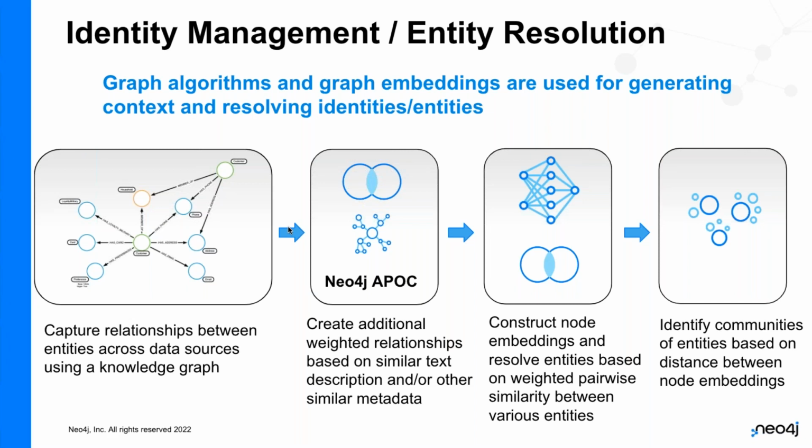Similarly, in identity management, again, capture relationships between entities across data sources. What is identity management? Because of the increased number of digital touch points, right? Now every business wants to reduce friction. So earlier, if you wanted to buy something from a company or a business, you had to go to their physical store, and physical store locations are not everywhere.